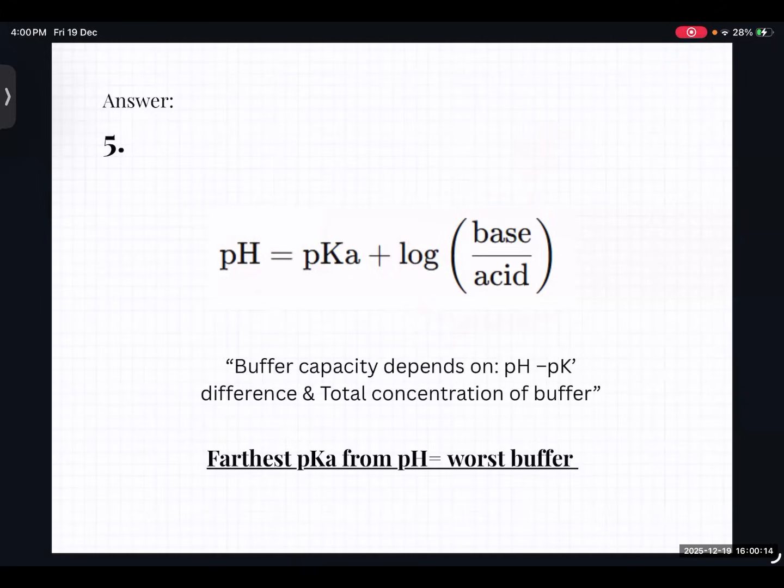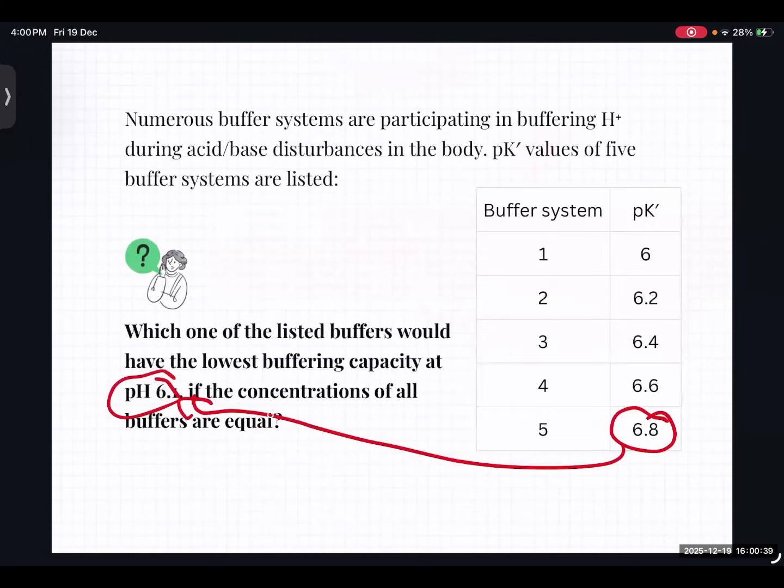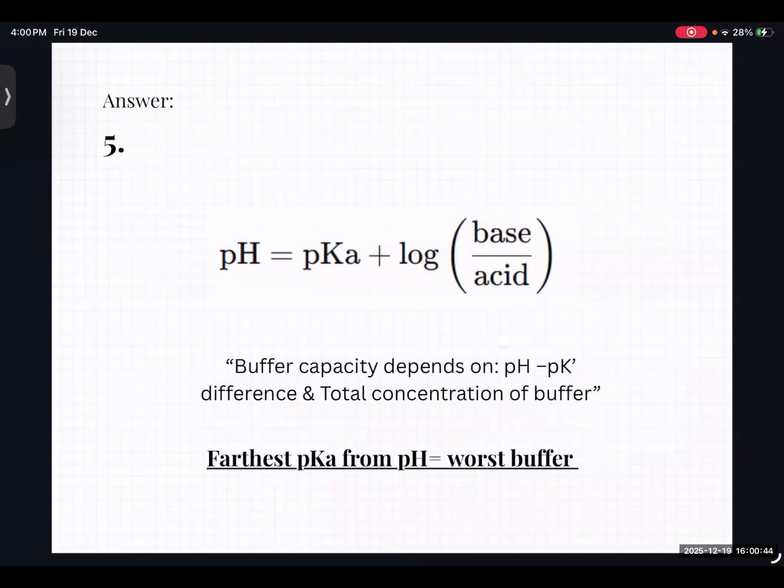On a different note, we have to understand the buffer capacity. How do we assess the buffer capacity or the efficacy of it? It depends on 2 factors: the pH-pK difference, and the total concentration of this certain buffer. But in the question here, we said that all of them have equal concentrations. So the only factor affecting our situation here is the pH minus pK.